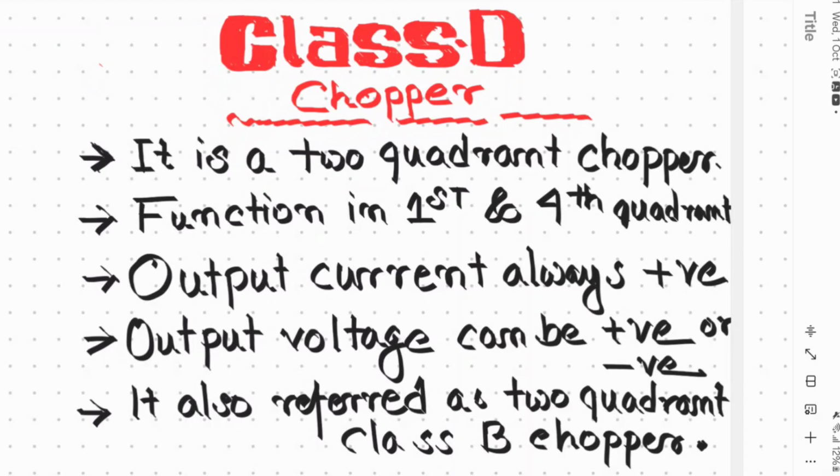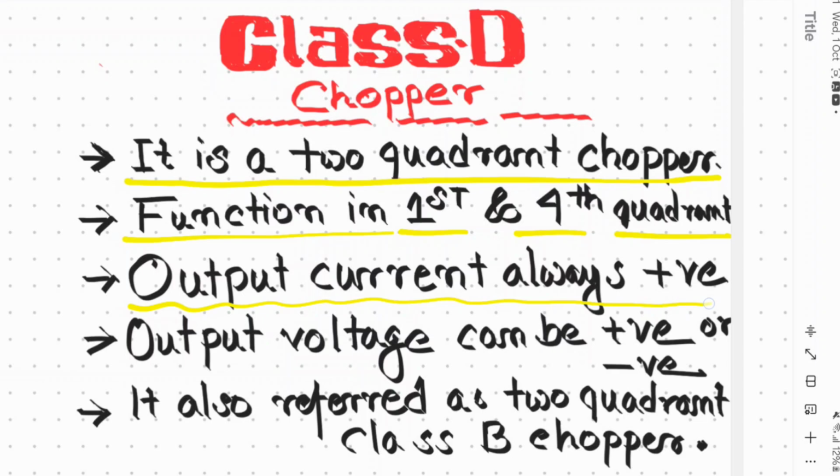So in this lecture we will understand what is class D chopper. Basically it is a two quadrant chopper. It functions in the first quadrant and fourth quadrant. Output current is always positive. Output voltage can be positive or negative. So it is also referred to as a two quadrant class B chopper.